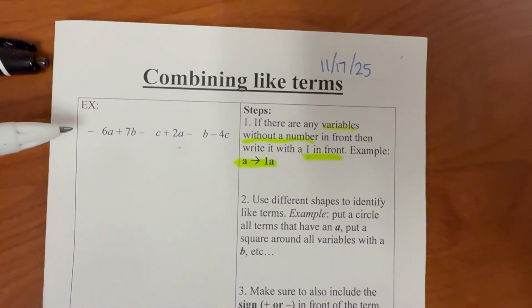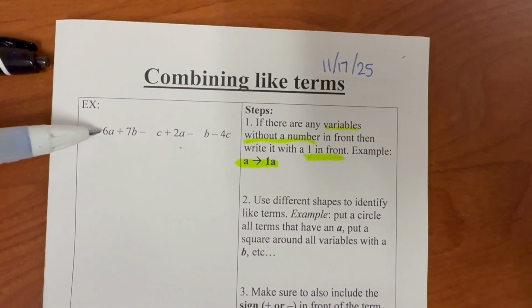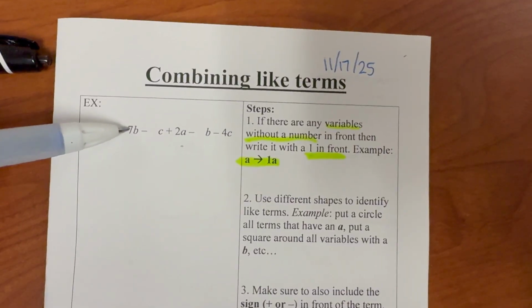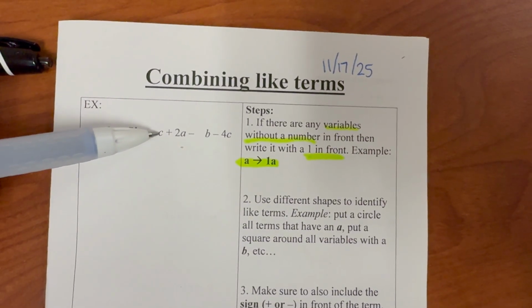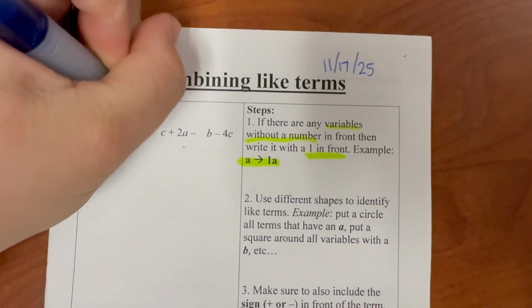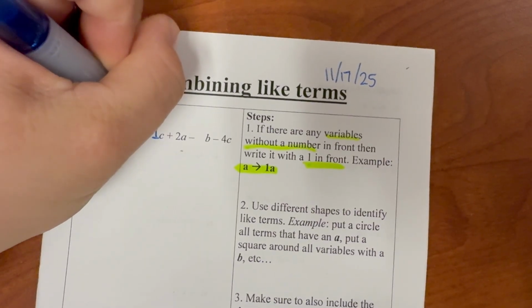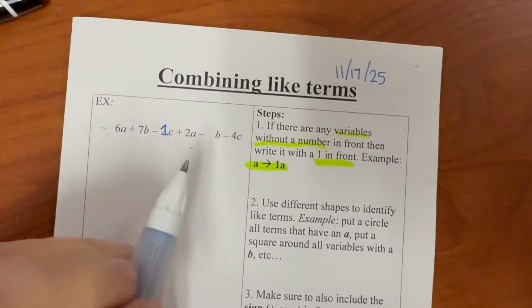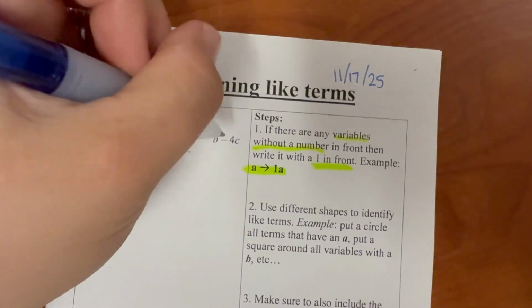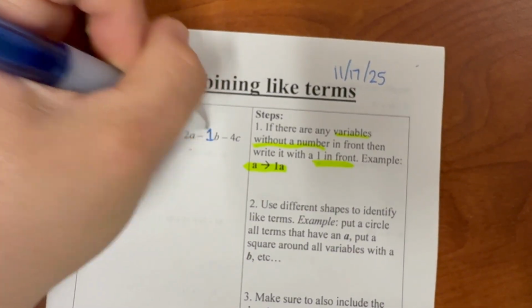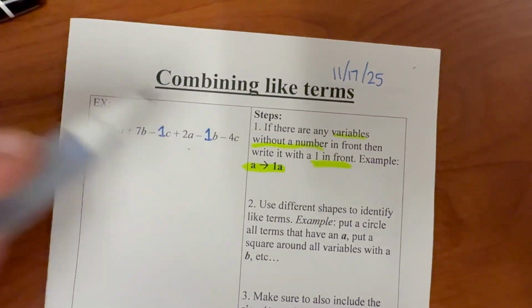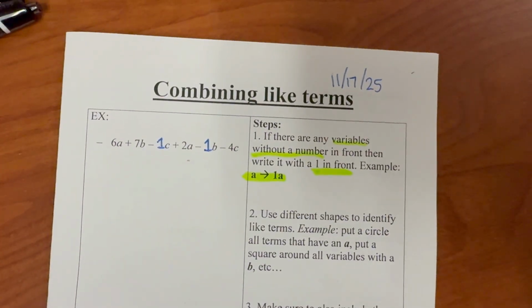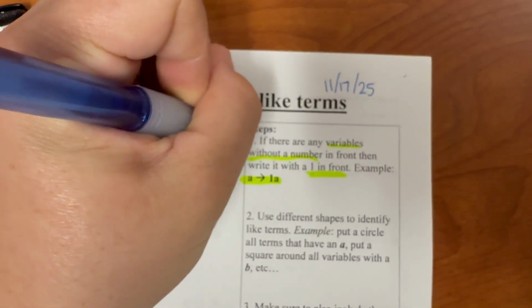And let's look back at our expression. So we have a 6 in front of that variable, 7 in front of that variable. This C has no number in front of the variable, so we're going to go ahead and put the 1. This A has a 2, B has no number, so we're going to put a 1. C has a 4, so we're good. All right, step 2. So step 1 is done.